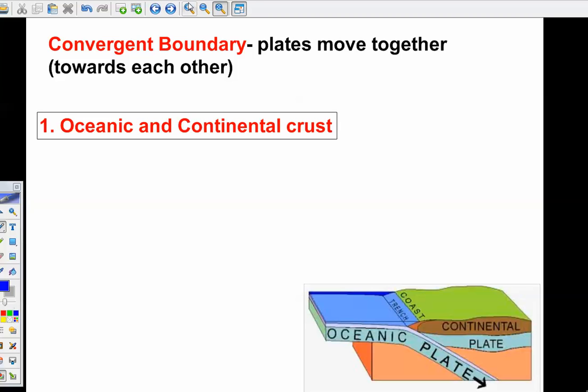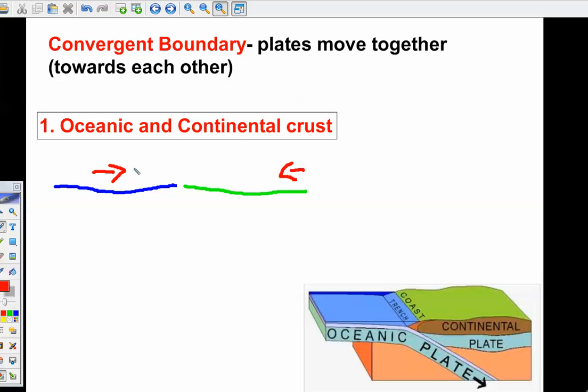So our first scenario is if we have an oceanic plate and a continental plate. So the way I'm going to show that is by using blue to represent oceanic plate, and then I'm going to use green to represent a continental plate. So I'm just drawing the line to represent the plate. So here I have the two plates. They are moving towards each other, so I'm going to draw two arrows showing that they're moving towards each other.